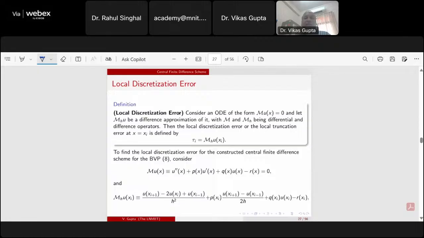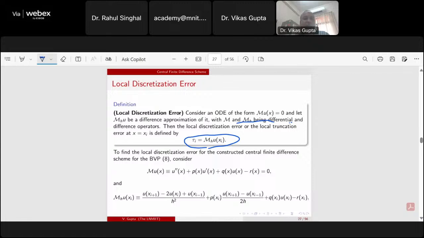Suppose we have an ODE of the form Mu(x) equal to 0 and MhU be the difference approximation of it, with M and Mh being the differential and difference operators. M here represents the differential operator and Mh represents the difference operator. Then the local discretization error or the local truncation error at xi is defined by this: tau i is equal to Mh u(xi).